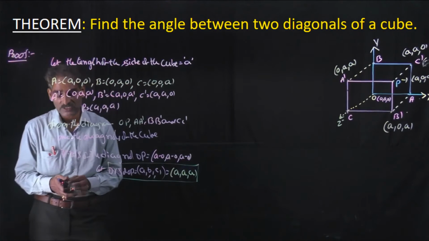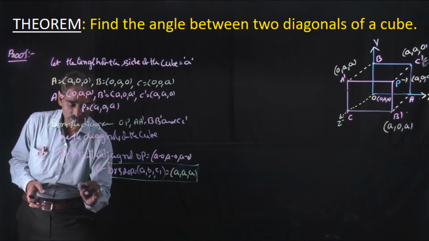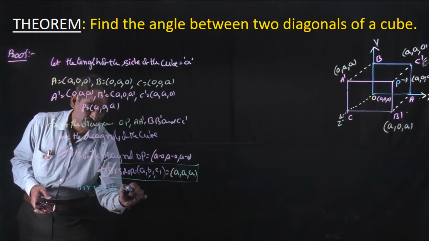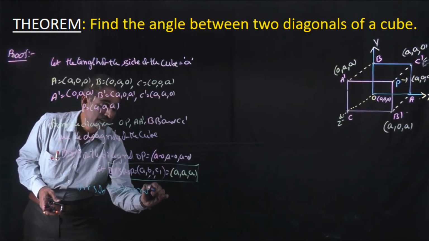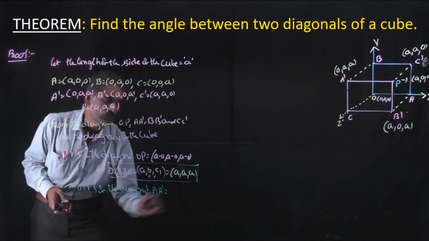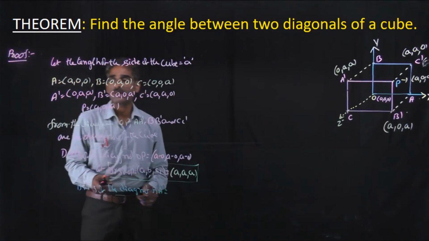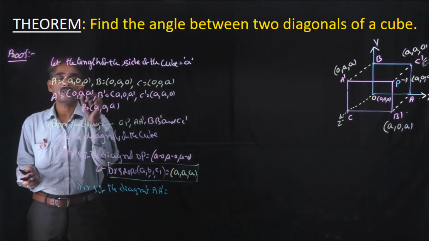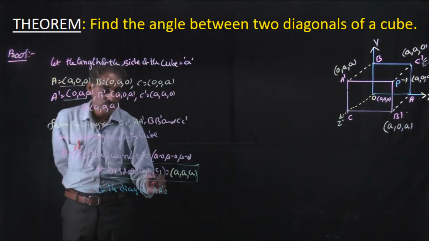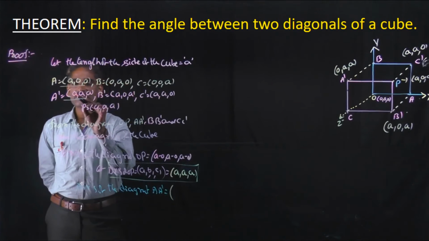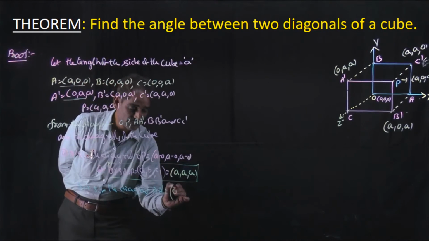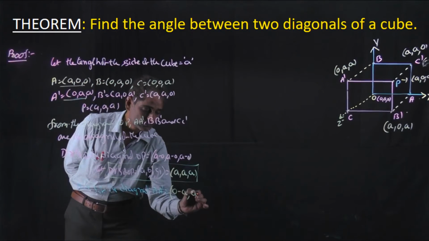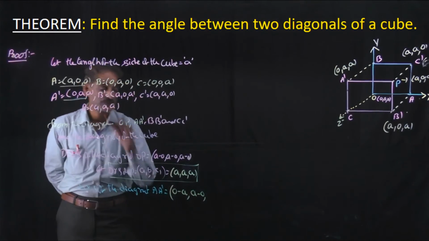Similarly, find the DRs of another diagonal. So the DRs of the diagonal AA dash equal, what about the coordinates of A dash? These are the coordinates of A and the coordinates of A dash. So it is x2 minus x1, 0 minus a, a minus 0, and a minus 0.